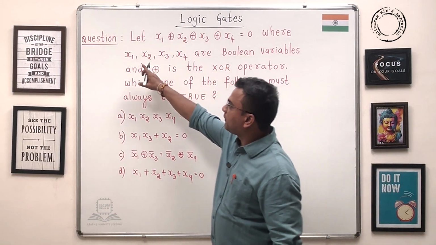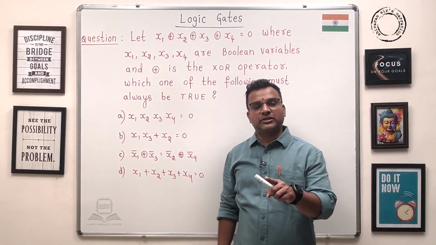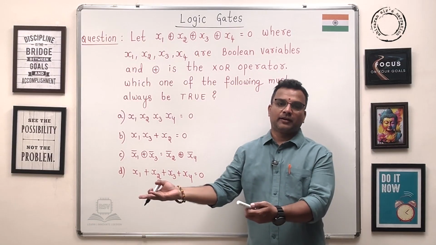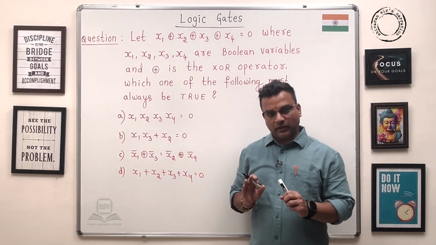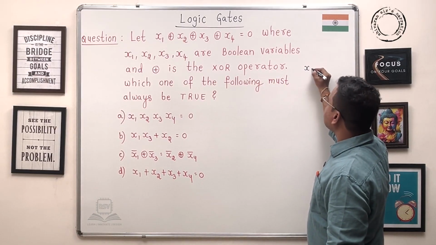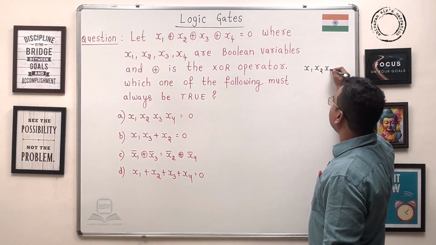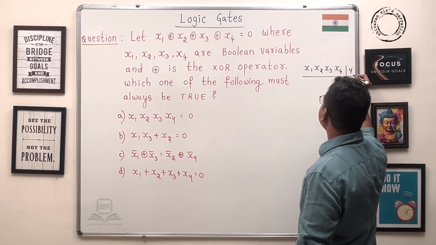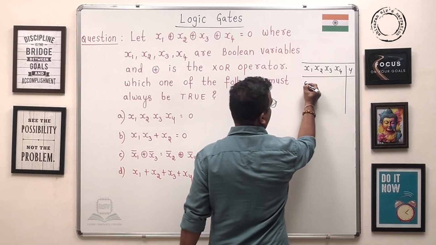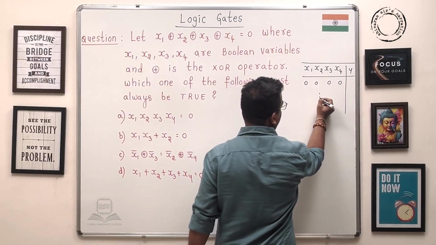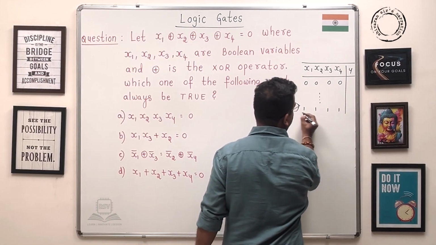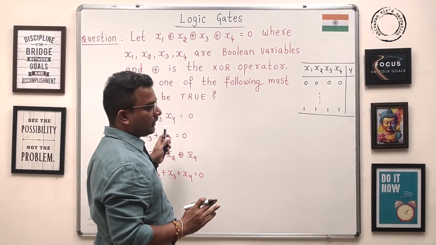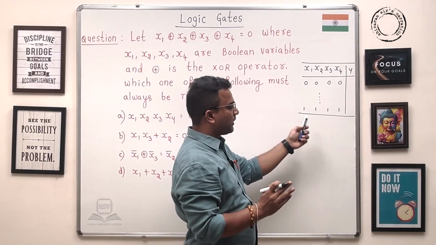If there are 4 variables, then how many combinations do we get in the truth table? 16, because 2 power number of variables will be the total number of combinations for a truth table. Now, this x1, x2, x3, x4, let's assume the output is y. The inputs could be from 0, 0, 0, 0 to 1, 1, 1, 1.